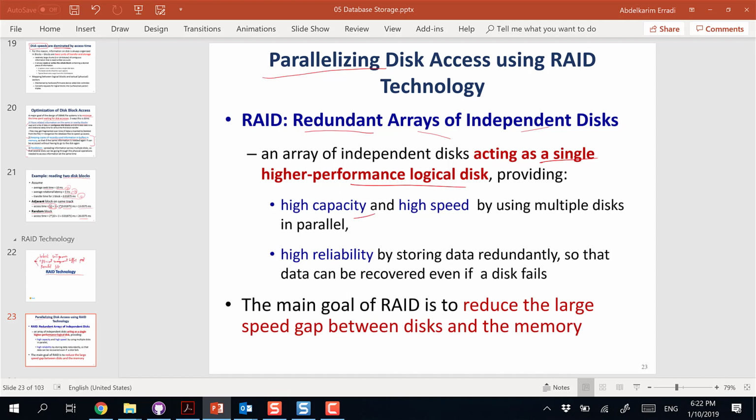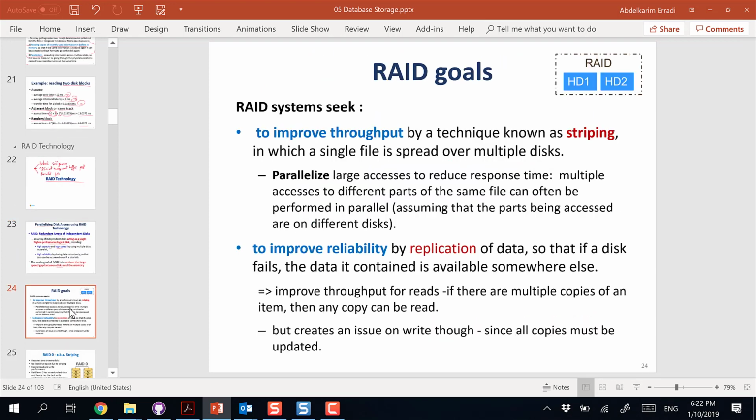So it gives you higher capacity and higher speed in read and write, and also higher availability, depending on the configuration of the RAID. There are many configurations, but at a high level, we use RAIDs to do parallel read and write, to have higher capacity, higher speed, and sometimes even higher reliability. And it helps us reduce the speed gap we suffer from between disk and memory. There are many configurations out there, and we use them.